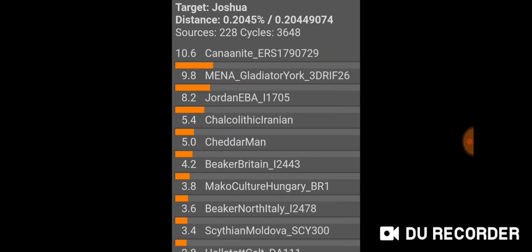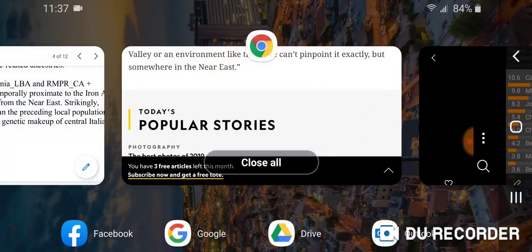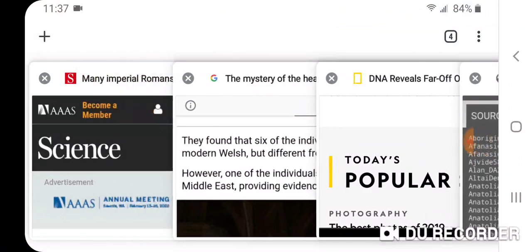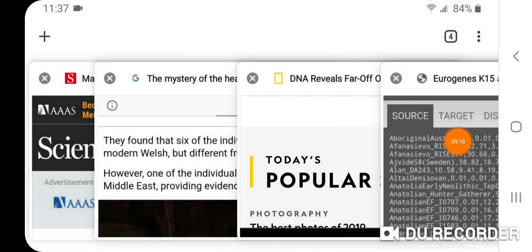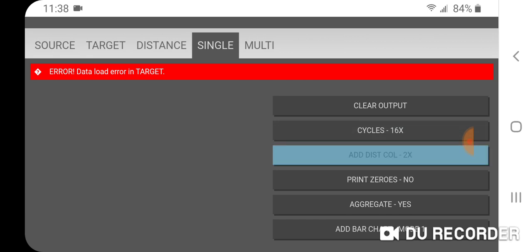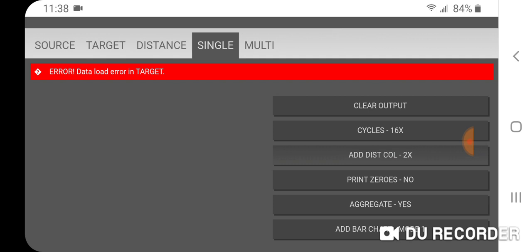And then what you can do is, let's see. You can add, oh, by the way, I did 16 cycles. So I think it's more accurate when you do more cycles. And then you can add a distance column at 0.25, 0.5 times, one time, and two times. So I did two times, with a distance column, and that just factors in the populations that you're the closest to.